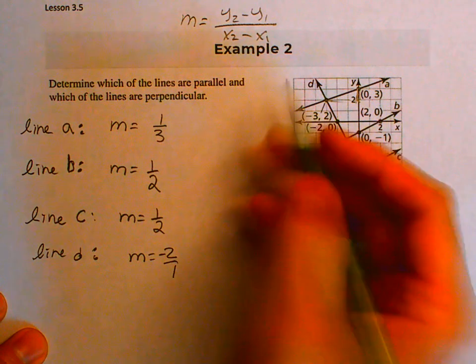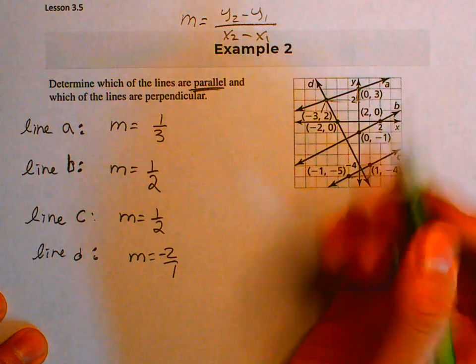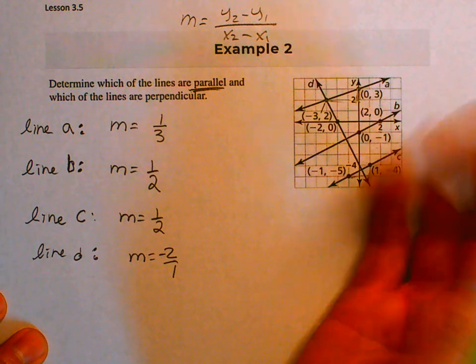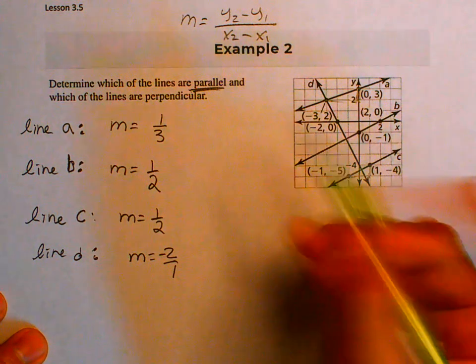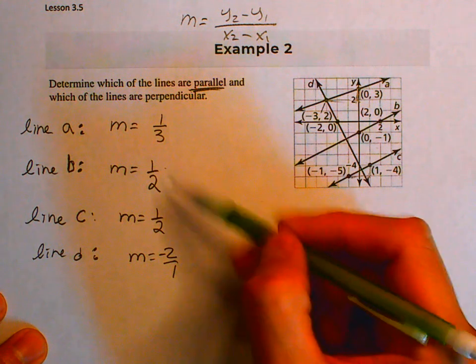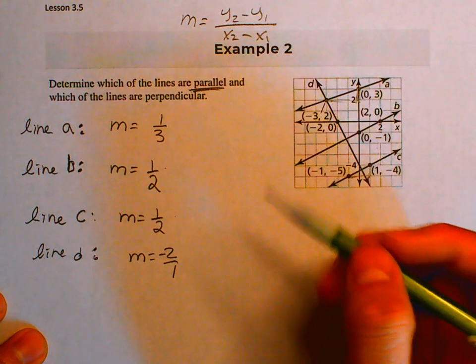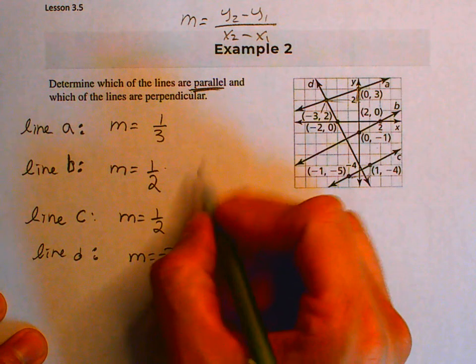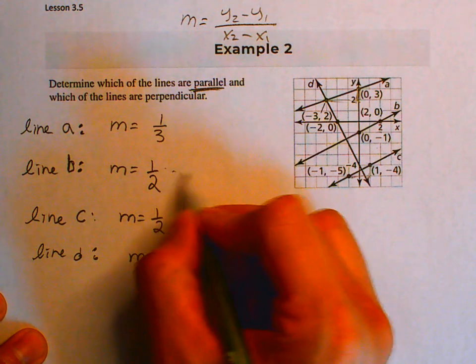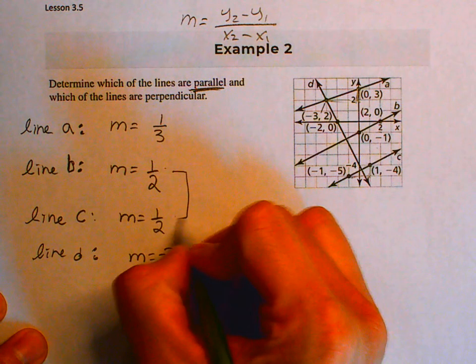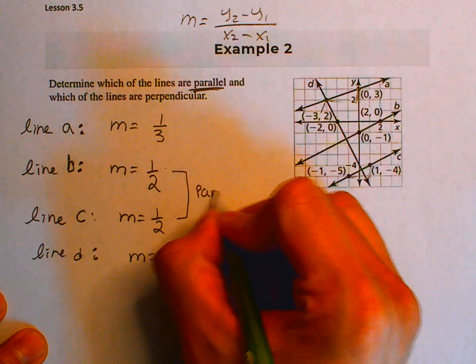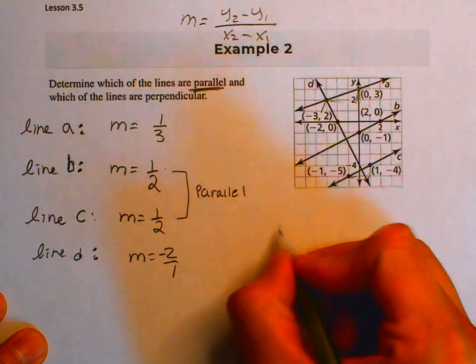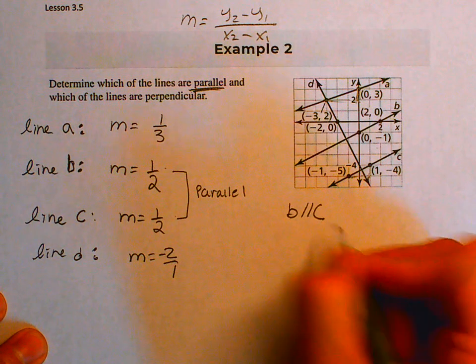So now the question is asking which ones are parallel. Well, you got to determine which ones are the same slope. So as you can see, lines B and C happen to have the same slope. Okay, so what you're going to do is these 2 are the parallel ones. So these 2 are the ones that are parallel. Okay, so we can say that B is parallel to C.